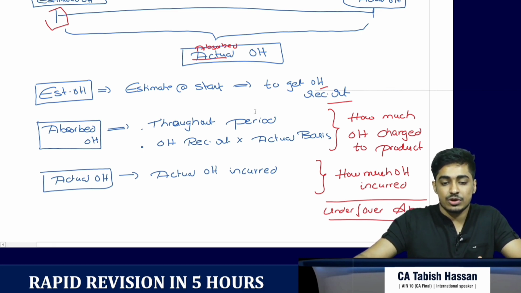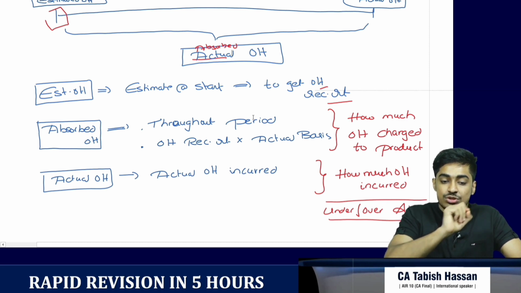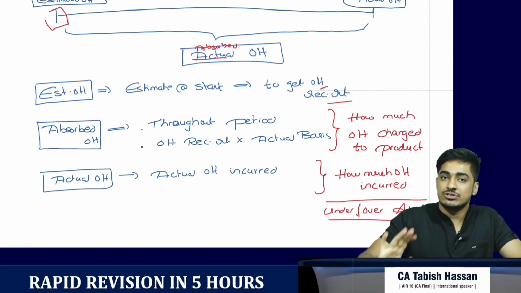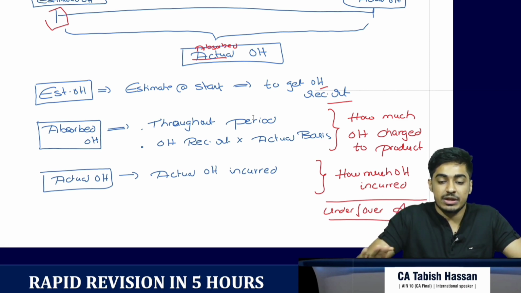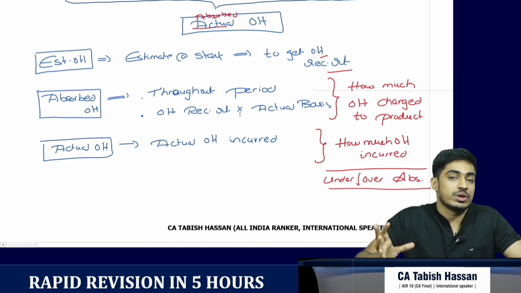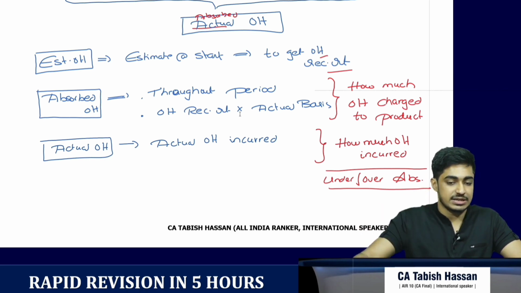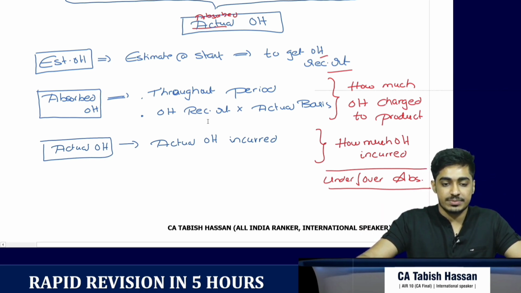So throughout the period, whenever labor is working, we are adding 100 rupees for every hour. This is absorbing. What we are doing is charging the cost to the cost object. This happens throughout the year. How do we do this? We take the overhead recovery rate into actual basis. In our example, it is 100 per labor hour into actual labor hours worked. Clear? Then we have the actual overheads, the actual overhead amount. This we come to know at the end of the year based on the actual expenditure incurred. So we have estimated overheads, absorbed overhead, and actual overhead.